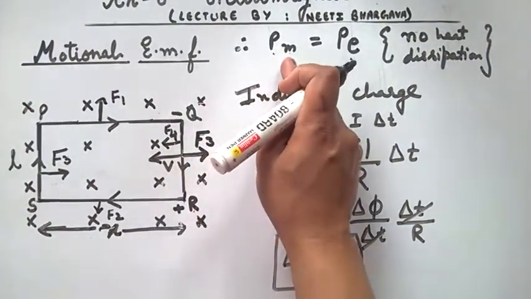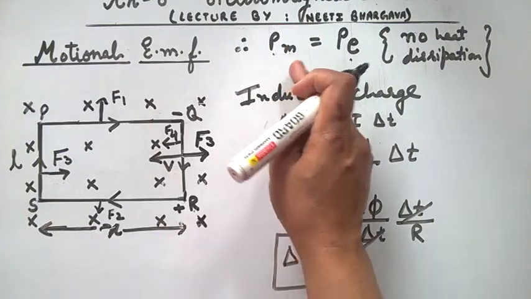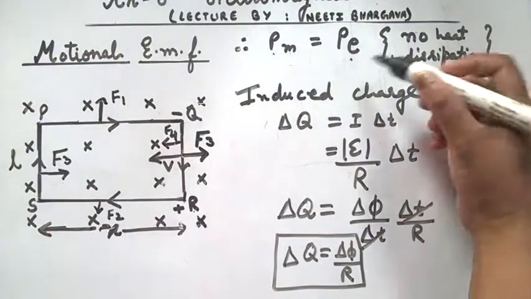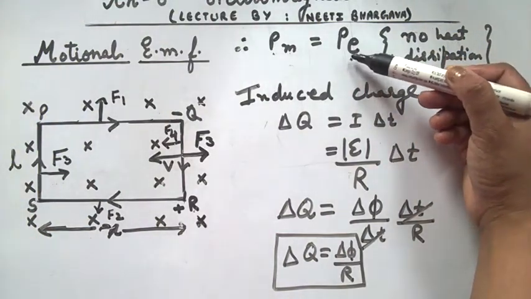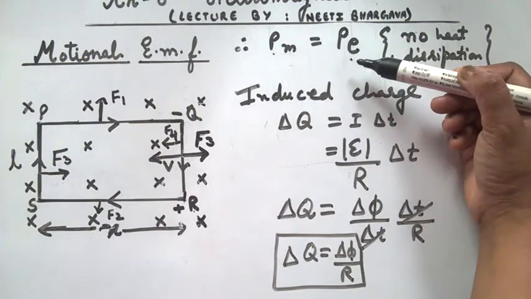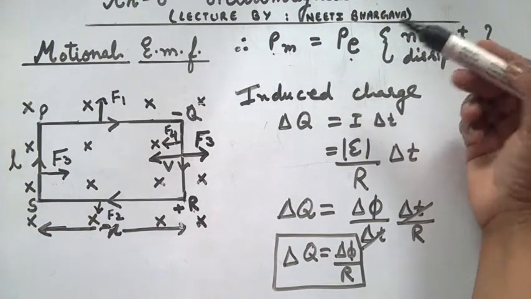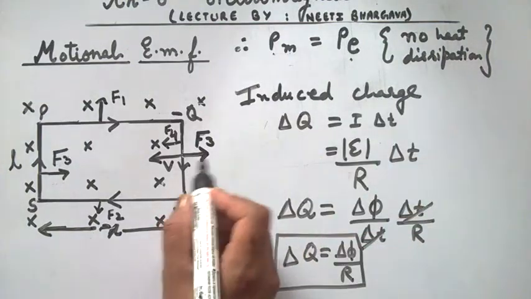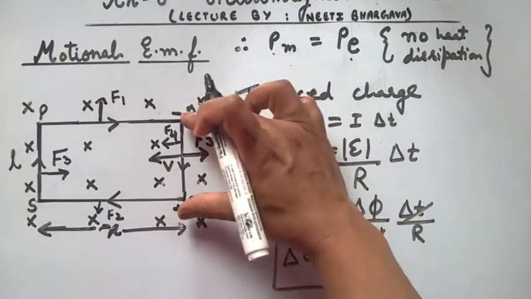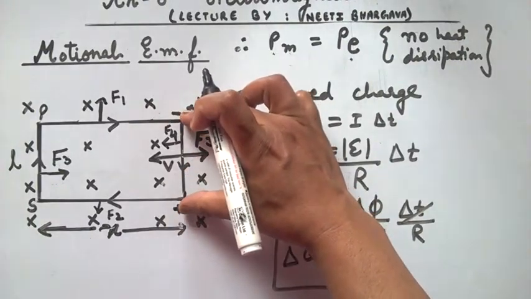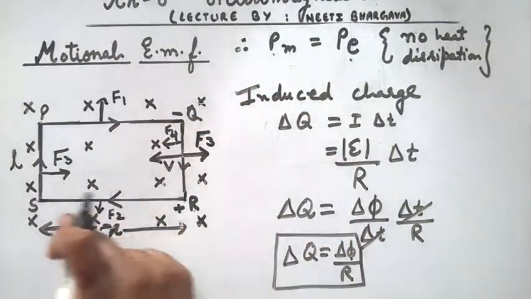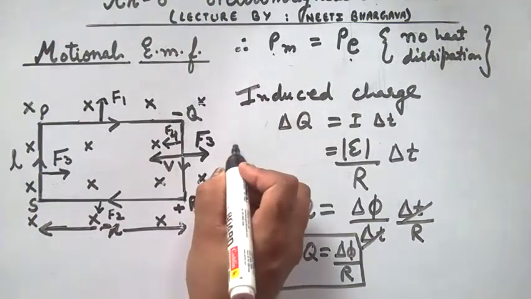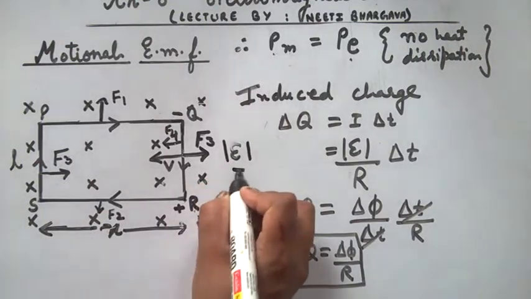We have calculated mechanical work, which is equal to electrical work when there is no heat dissipation, and we have also calculated the value of electrical work, which is equal to the heat dissipated, or Joule heating. And we have calculated the induced charge. We also find the value of induced EMF, as this arm is behaving like a battery, and this battery is providing current to the whole conducting loop. We have calculated the induced EMF, induced current and induced charge.